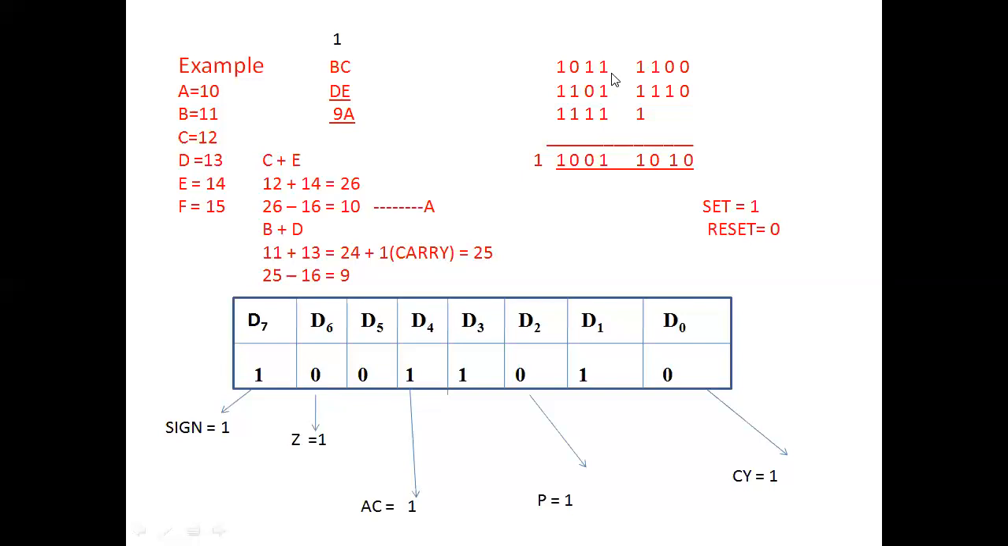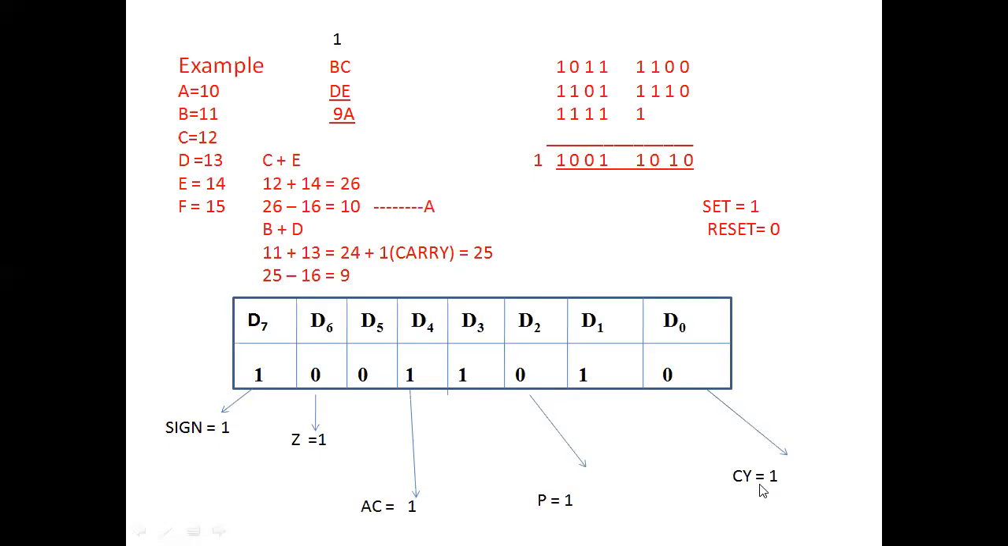Now also I'm getting a carry. 111 means 11. 1 is put here, and 1 is a carry. Again I'm getting a carry. 1 plus 1 means 10, so 1 is a carry. Then 111 means 11. So I am getting 9 bits. I am doing addition of 8 bits, but I am getting 9 bits. That extra 1 is considered as a carry. So carry is equal to 1.